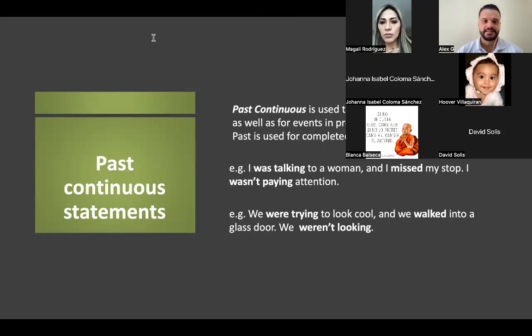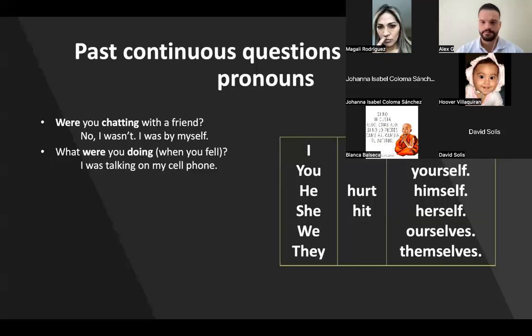All right, guys, let's erase and we'll do one more. The last one is reflexive pronouns. So for the reflexive pronouns, we are going to use the following. Can you please read the examples here? Magali, can you read the examples here?